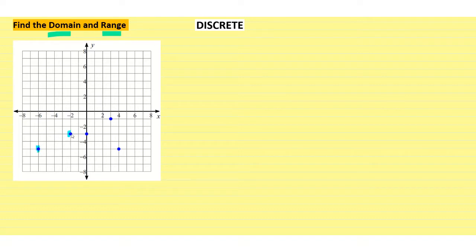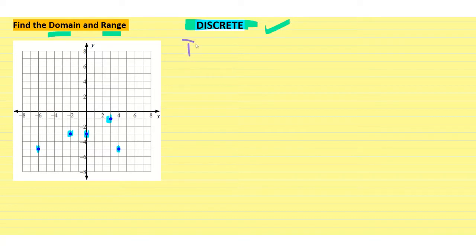We are going to find the domain and the range of these points right here. And we see that we have 1, 2, 3, 4, 5 distinct points. When we can count our points of a relation, that is called a discrete relation. It means it's countable points. It's not a line, it's not a curve, it's not a circle, it's just individual points. That is discrete. So anyway, let's go about thinking about the domain.